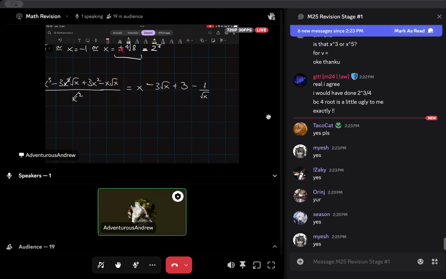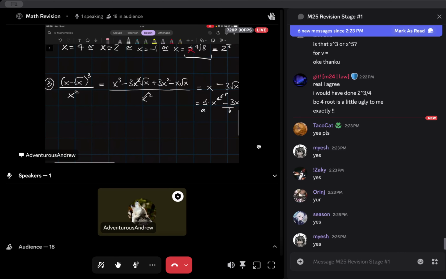To give it in the required format, 1 times x to the 1 minus 3 times x to the 1 over 2 plus 3 minus x to the negative 1 over 2. A, B, C, D, P, Q, R. Simple. Question 4.